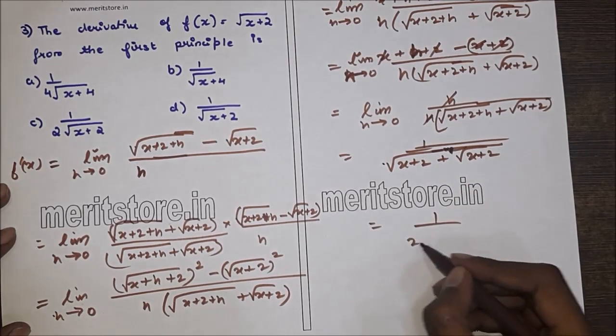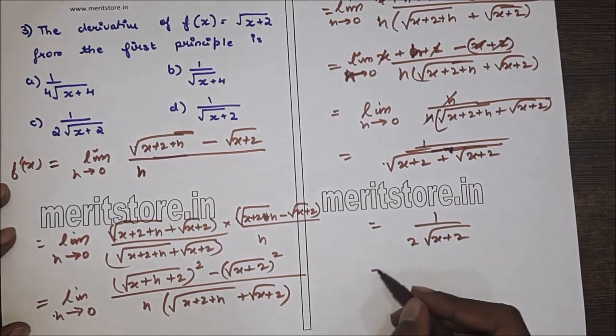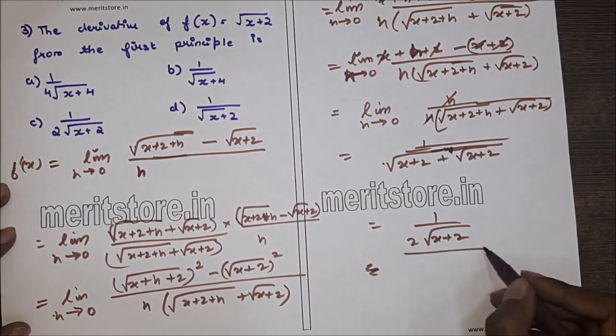This is equal to 1 by 2 times root of x plus 2, which is option C.